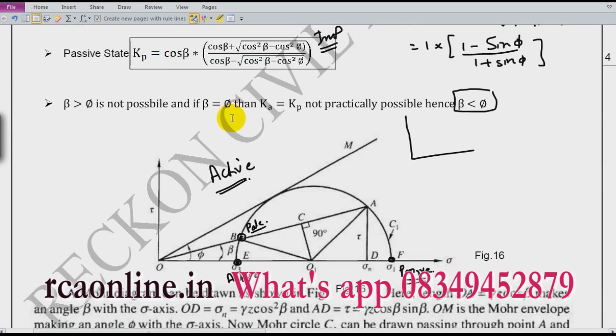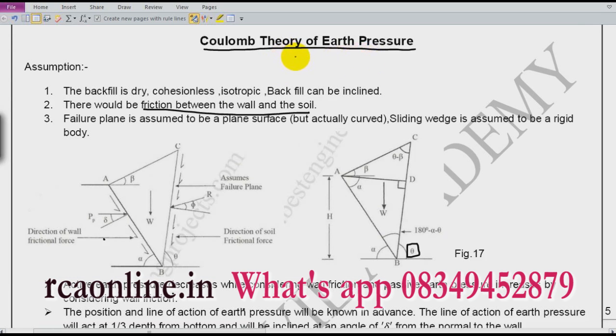Now let us take the Coulomb earth pressure theory. Let us take the salient features of the Coulomb theory of earth pressure, since the exact theory and its main derivation and other parts are beyond the scope of this course. So what Coulomb has done, he has taken the friction between the wall and the soil, and he has assumed a wall which is inclined at angle alpha. So he has taken a most generalized case where the wall is also inclined at angle alpha.